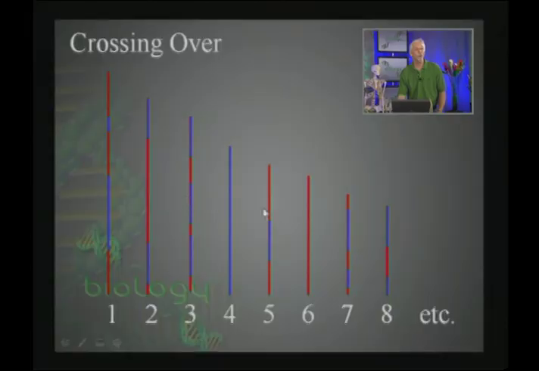Okay, and so again, downstream effect then would be that the one set of 23 that you're passing on isn't just what you've inherited from mom or dad. They're new chromosomes. They're combinations of your mom's and dad's chromosomes that you are passing on.